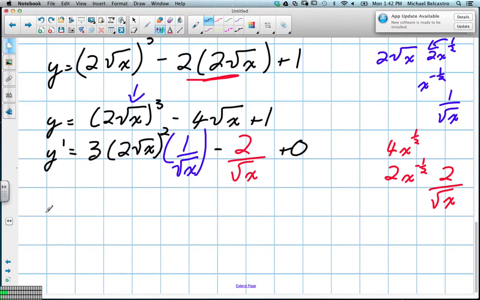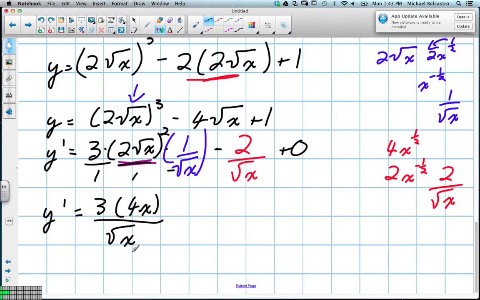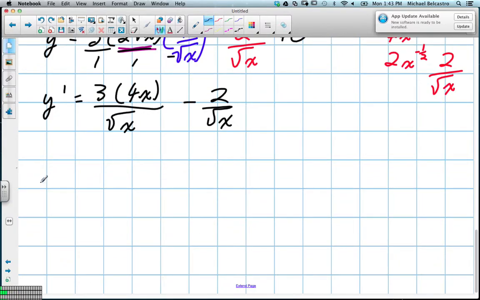Now we're working with these two functions. y prime is equal to, let's do a little simplifying. 2 root x times 2 root x is just 4x, correct, good. So we have 3 times 4x, and then technically times 1. Because these are multiplication, it's like multiplying fractions: all the top numbers by each other, all the bottoms, we get over root x. Subtract 2 root x. 3 times 4x is 12x. Because the denominators are the same, we can put this all over one denominator of root x. So 12x minus 2 over root x.